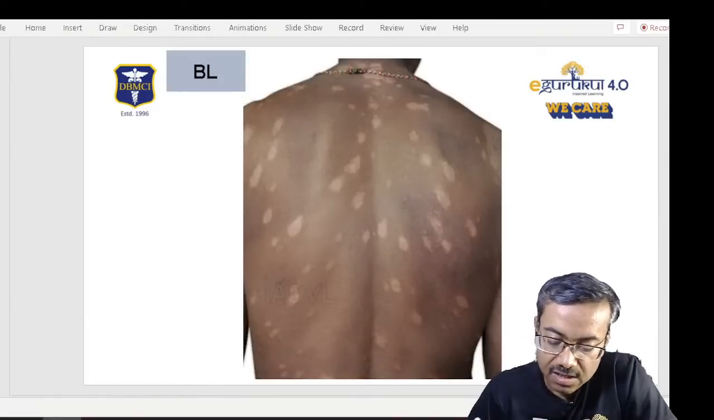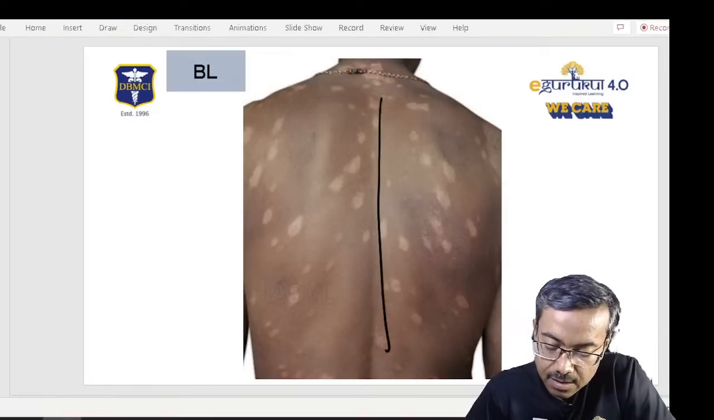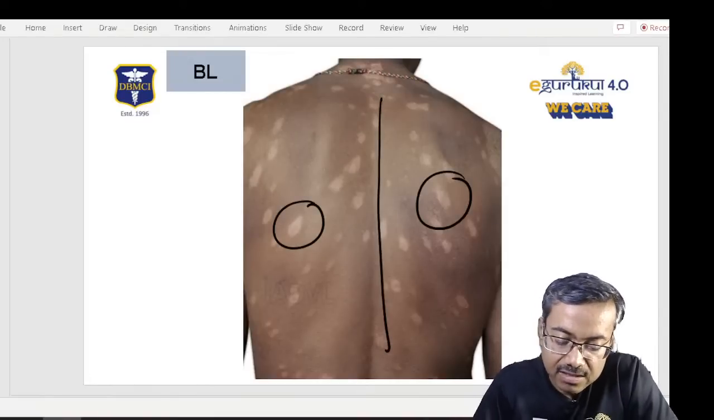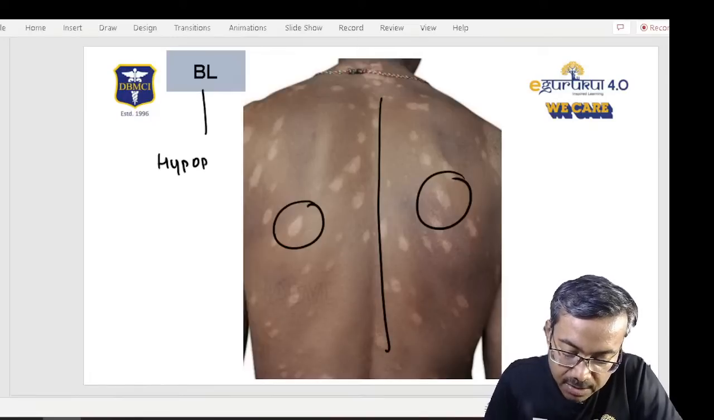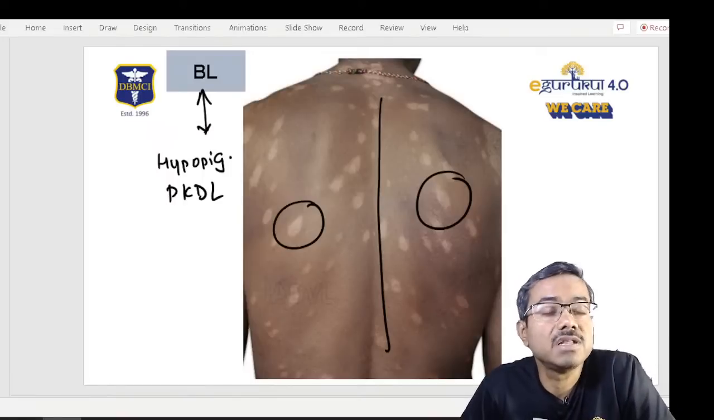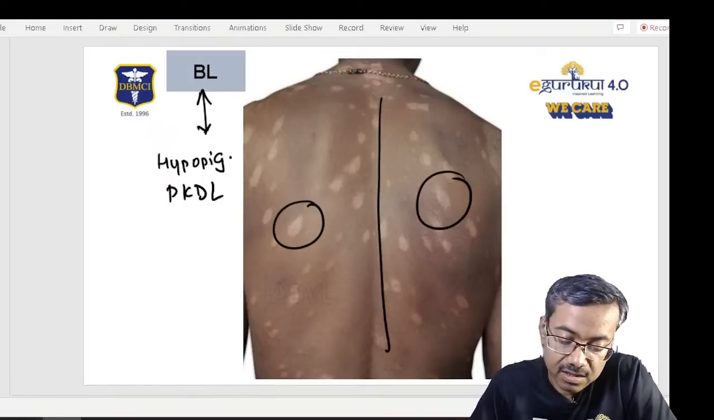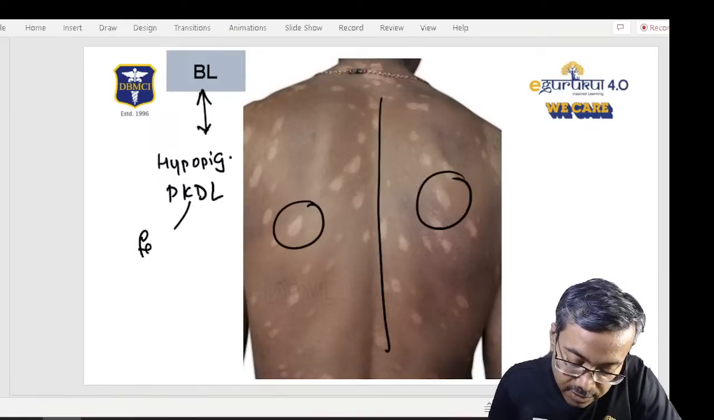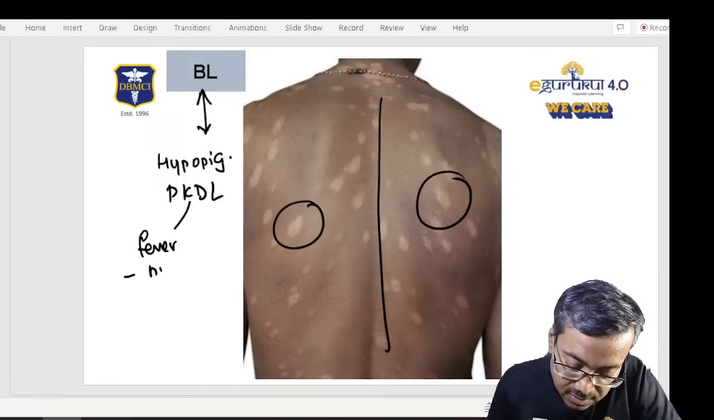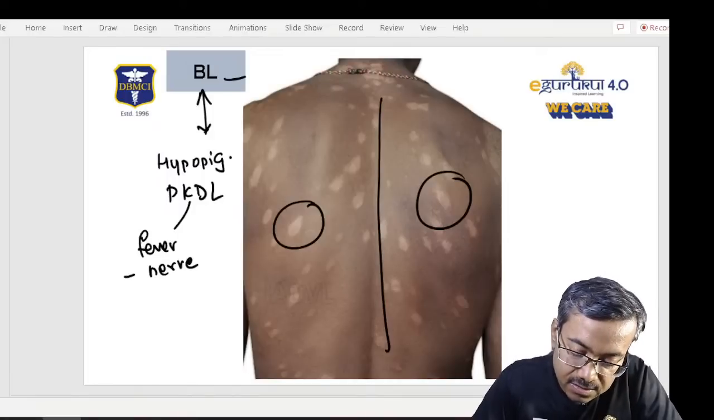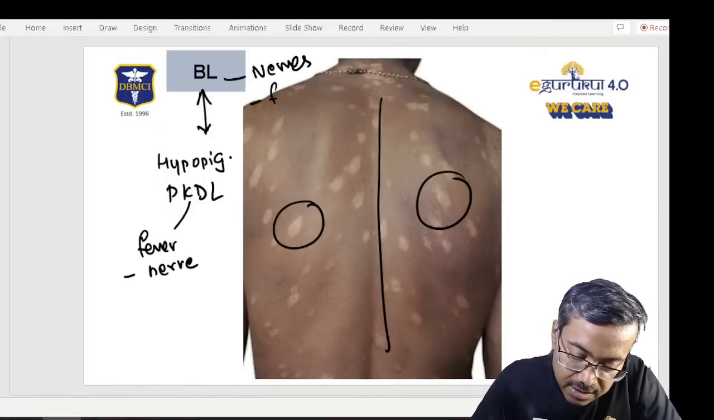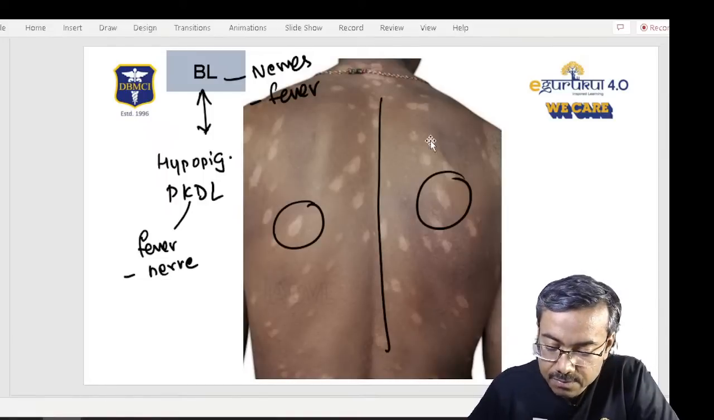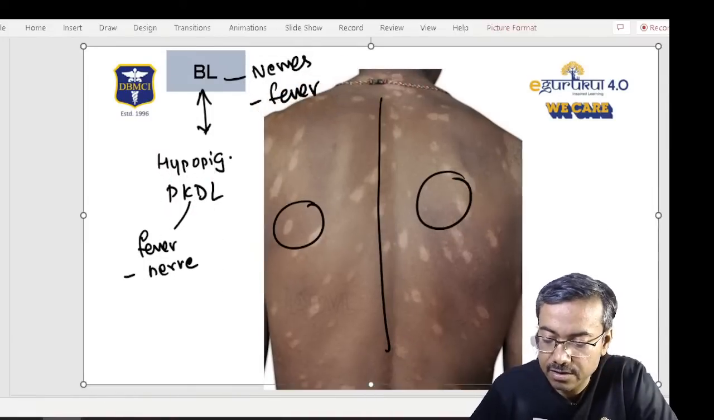Now this is just the BL leprosy, BL Hansen's, bilaterally symmetrical lesions for BL. Same is going to be the picture for hypopigmented PKDL. The image does not change. Image is the same between them. The only difference is this will have thicker nerves, this will not have thicker nerves. And BL will not have a history of fever, this will have fever. So I can write that down. Fever minus nerves. This is nerves minus fever. Did you get that? Nerves minus fever. Do you see the difference?